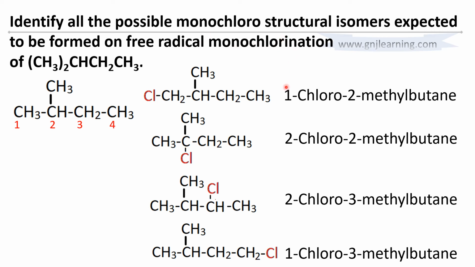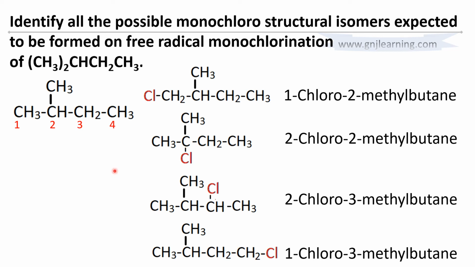If there is monochlorination, only one chlorine is being replaced. But when it comes to polyhalogenation, polychlorination, there will be a lot of different isomers possible. Plenty of isomers are possible. But when it comes to monochlorination, what are the different isomers possible? Only these four are possible.